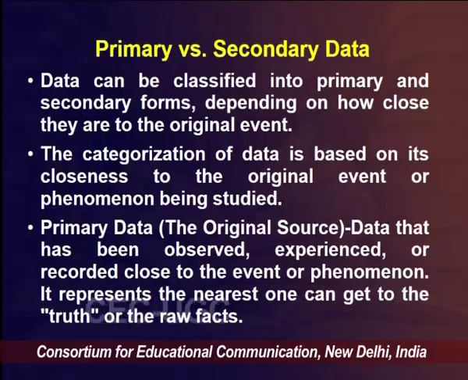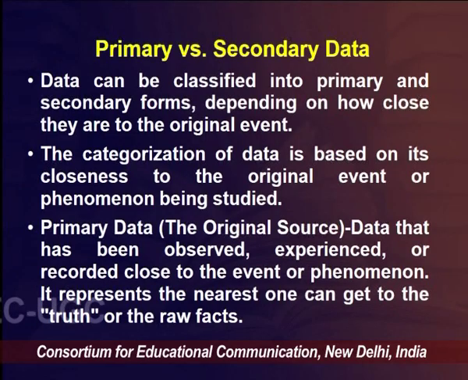In this half of the lecture, we are going to talk about the classification of data into primary and secondary data. So, primary versus secondary data is basically a way in which data has been classified depending on how close they are to the original event. The categorization of data is based on its closeness to the original event or phenomena being studied.